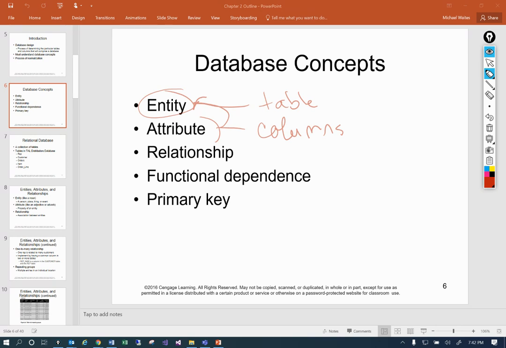Now that database stands for something. It means something. So that's why the relationships are really important. We're going to talk about functional dependencies, and that says that these relationships are dependent on each other. We're going to get a little bit more into that here in a moment, but kind of keep that in mind. And then finally, the primary key.